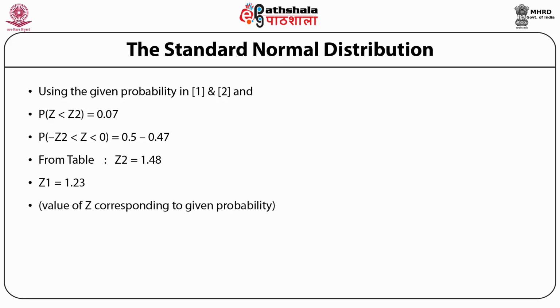So the value of Z corresponding to the given probability is: 35 minus mu upon sigma is 1.48 and 63 minus mu upon sigma is 1.23. Now mathematically we will solve these two equations in two unknowns, and we will get the values of mu and sigma.